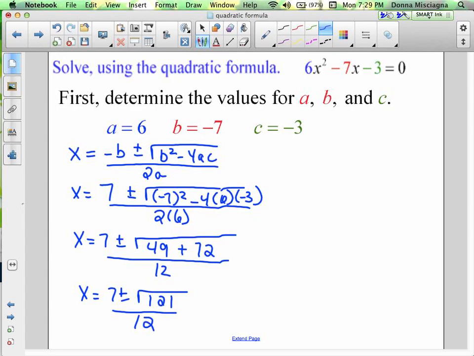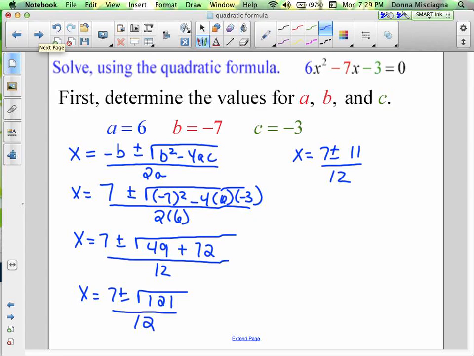121 is a perfect square. The square root of 121 is 11. So we have x is equal to 7 plus or minus 11, divided by 12. This is also not your answer because this could be simplified. All right, so we need to split our fraction.